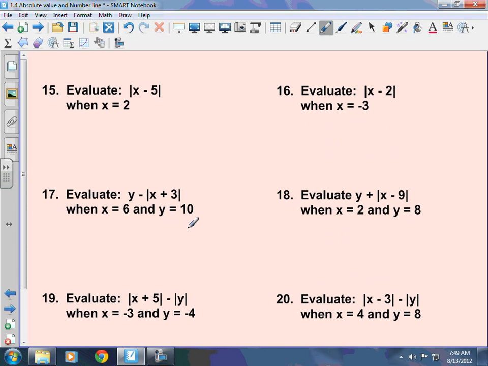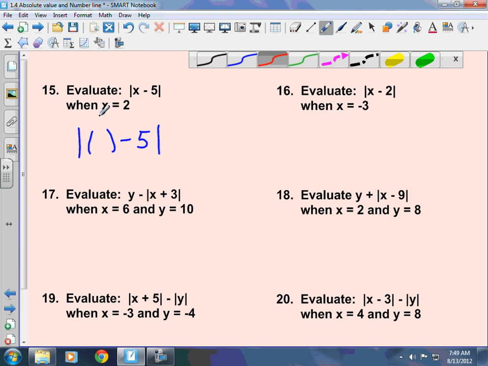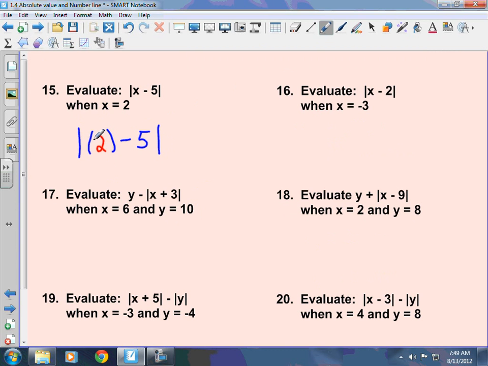Okay, now we're going to substitute. We've already learned how to substitute. So what do I do when I substitute? I rewrite everything, putting empty parentheses for my letter, and then I fill in the value of my letter. What does x equal? So I put 2 here. So this is the absolute value of 2 minus 5. These have different signs, so I subtract. 5 minus 2 is 3. Keep the sign of the larger number. 5 is negative, so my answer is negative 3. So the absolute value of negative 3 is positive 3. And circle your answer.